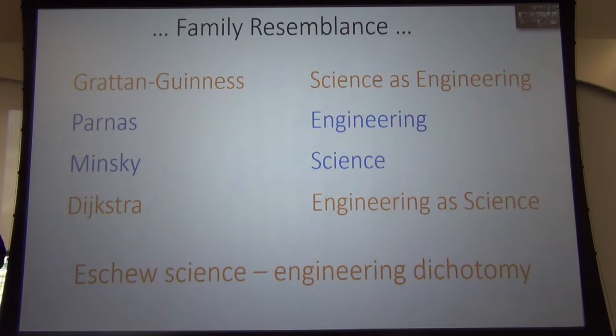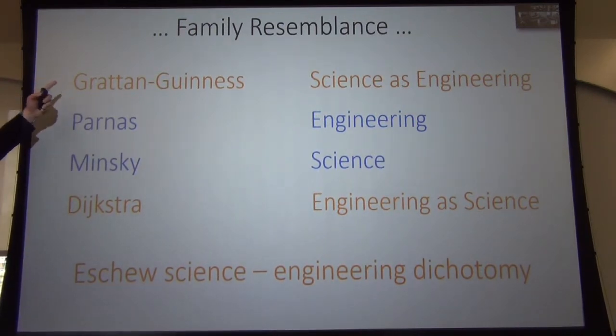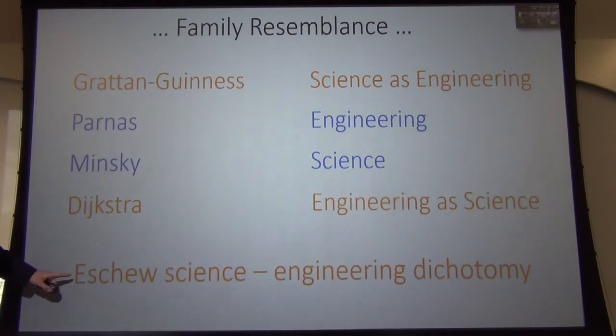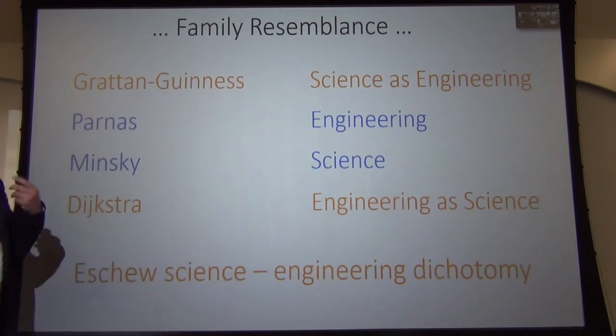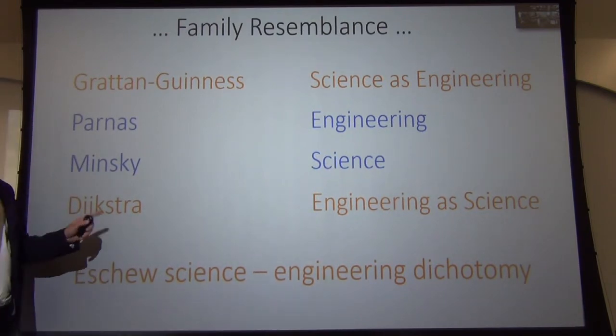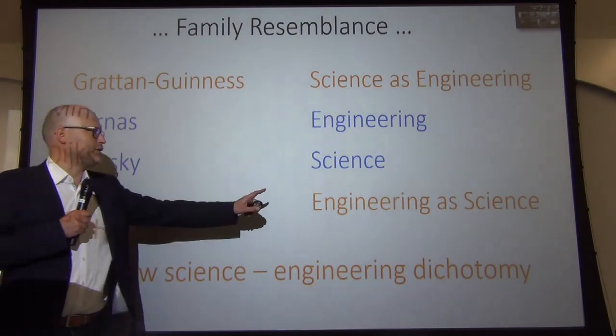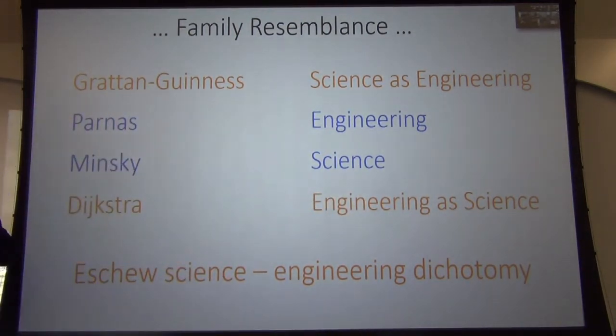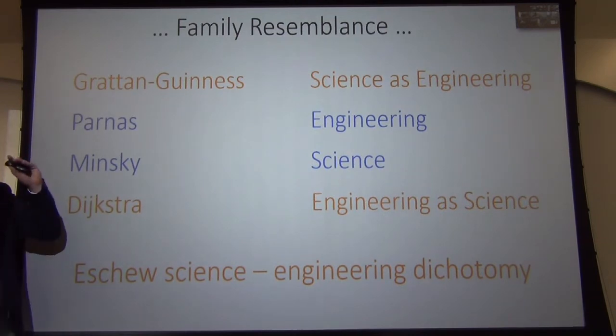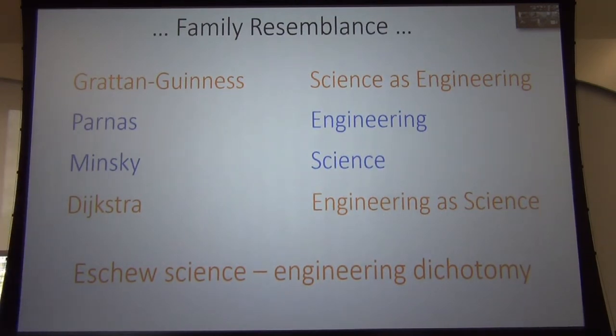My second slide, in an attempt to convince you that we're dealing with a family resemblance, is that if you look at the last line on this slide, eschewing a science-engineering dichotomy is what Dijkstra and Grattan Guinness had in common. For Grattan Guinness, science is actually a patchwork, is engineering. And for Dijkstra, engineering is not patchwork, it's mathematically rigorous, it's science. Well, the people in blue would still embrace a dualism, if you like, between engineering and science.